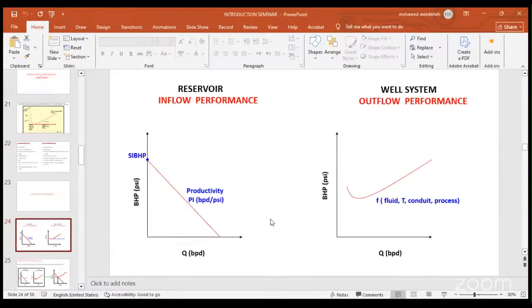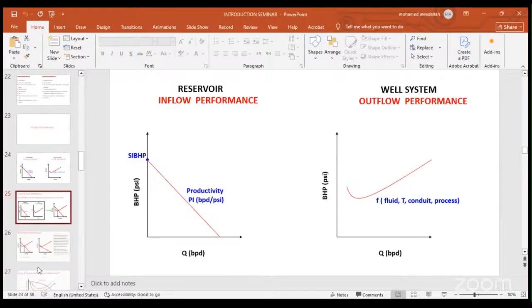So now we understand the difference between the VLP, or the outflow performance, or fluid flow inside the well itself, and the IPR or inflow performance, which describes the flow inside the reservoir itself. So now we have two figures: the IPR and the VLP. What will be the case if we draw the two figures on one figure? That's what we see in the next slide.